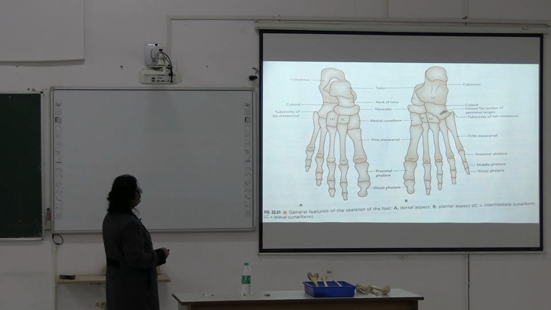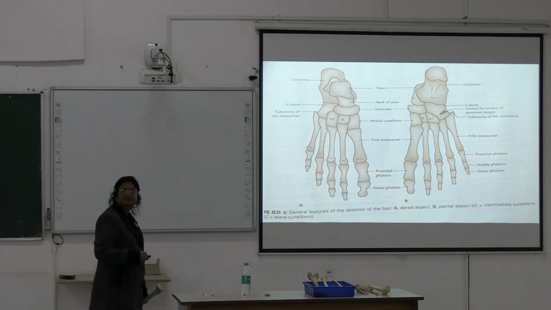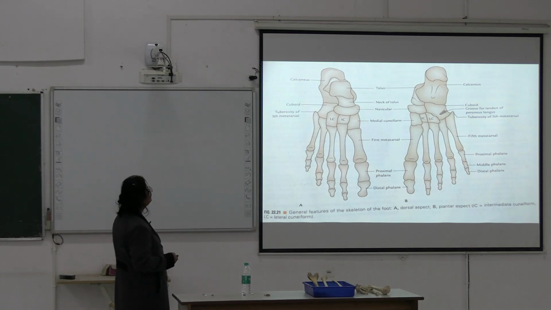So, this is the dorsal aspect and here is the plantar aspect. See, these are the tarsal bones: talus, calcaneum, cuboid, navicular, and 3 cuneiforms, medial, intermediate, lateral cuneiform. These are the metatarsals, first, second, third, fourth and fifth, and these are the phalanges, 2 for the great toe and 3 each for the rest of the toes. Like the skeleton of the hand, phalanges are 14 in number.